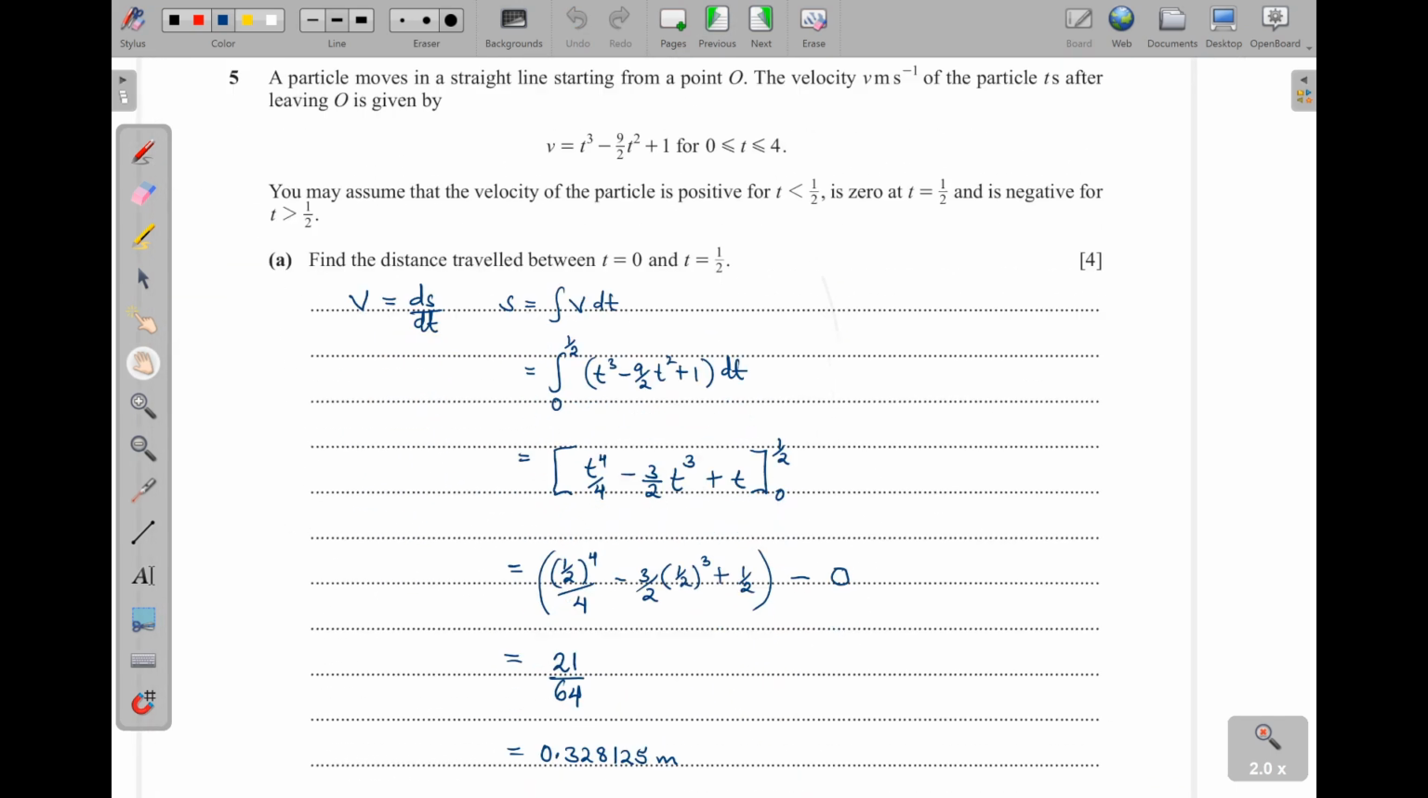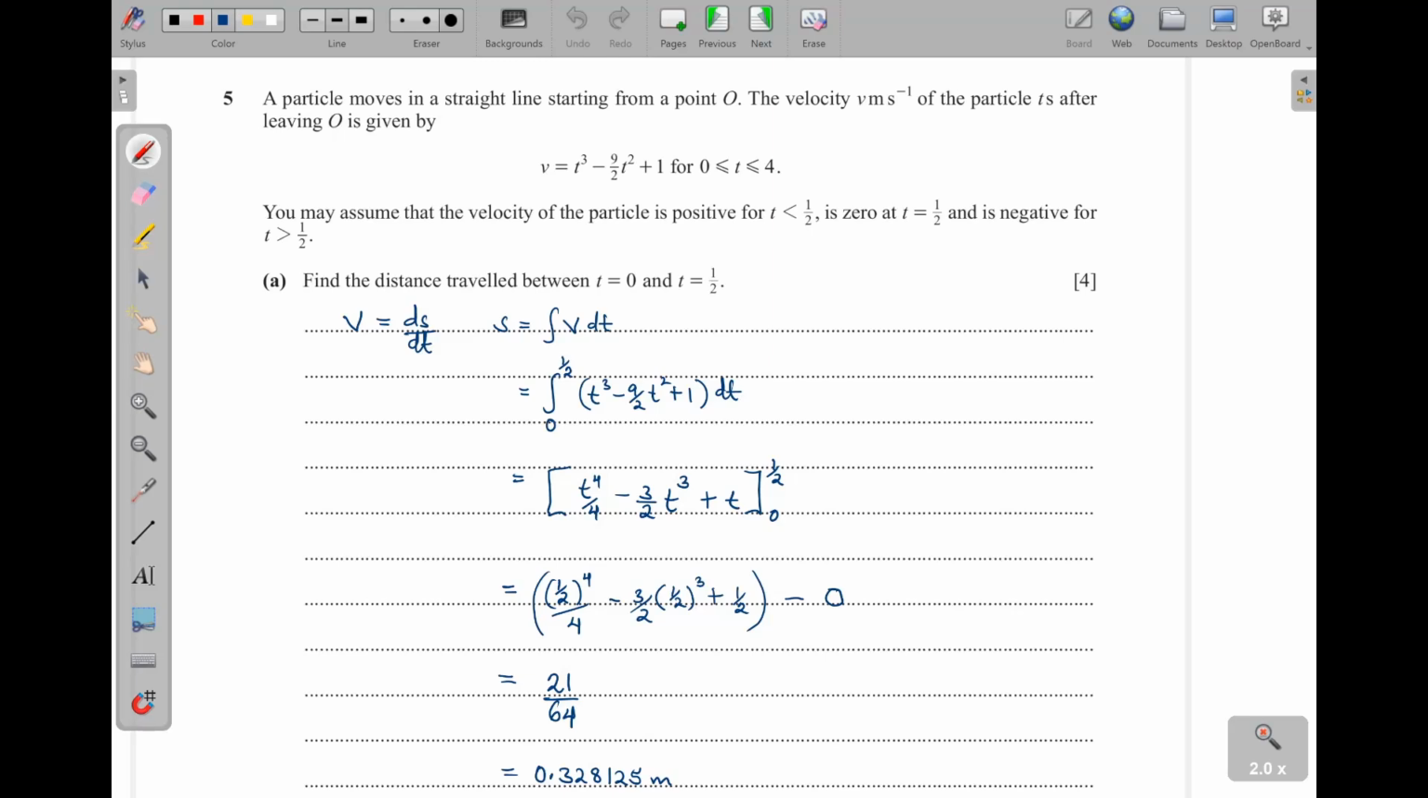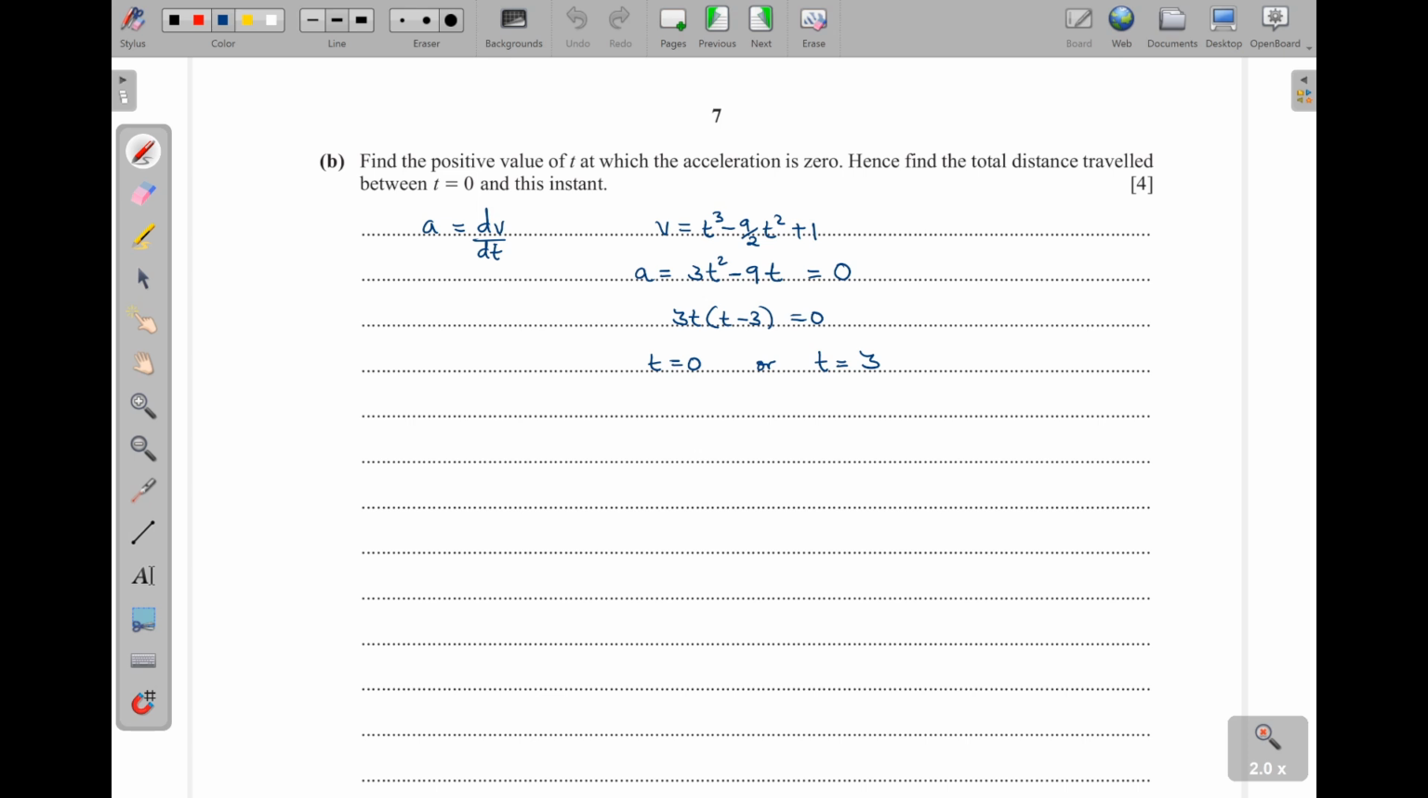This is what they said here, that you may assume that the velocity of the particle is positive for t less than a half. It is 0 at t equal to a half and is negative for t greater than a half. You see this one? So remember, our one value of t we have gotten for acceleration equal to 0 is 3. So if it is 3, then that region is below the t-axis. You see that? So we shall have the total distance.